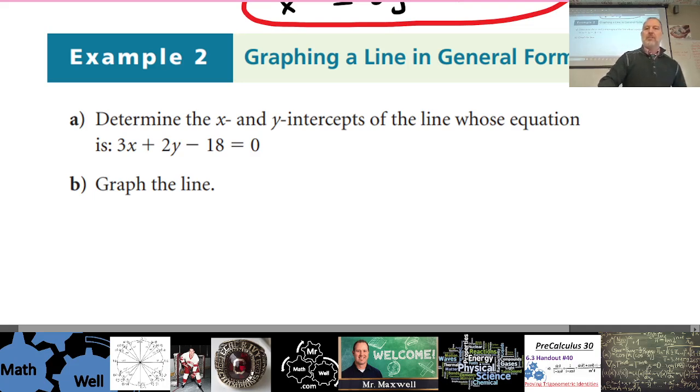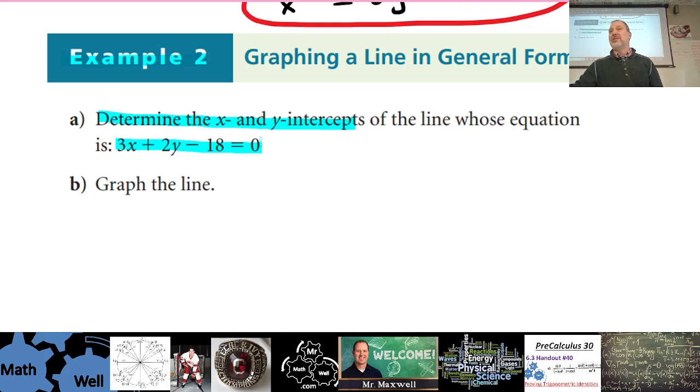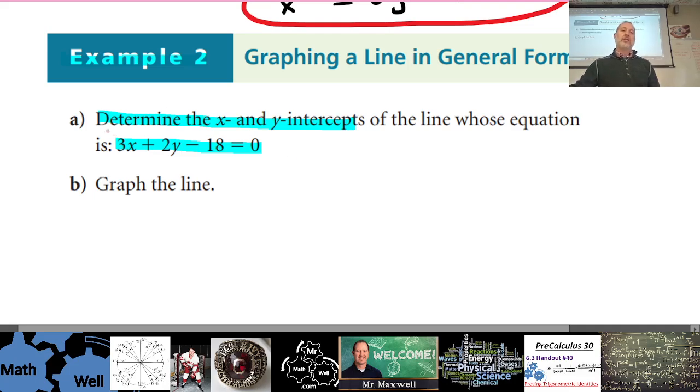Determine x and y intercepts of the line whose equation is. Okay, copy this example down. This is example 2 in your textbook. We are going to determine x and y intercepts for this line, and then we're going to graph the line. And this actually is going to be real easy. So please jot this down quickly. Here's your equation. Determine x and y intercepts.